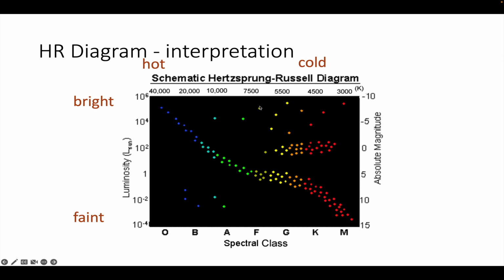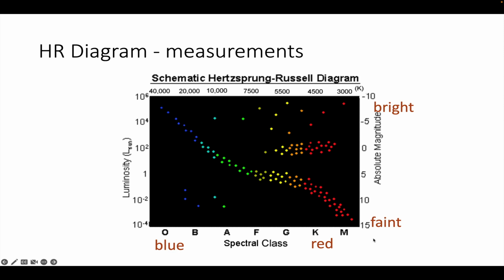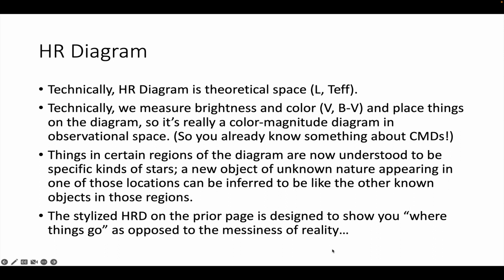Well, that's because at the end of the day, this is a color magnitude diagram, and we want bright objects at the top, hot objects on the left. Okay, so remember, we've got bright objects and faint objects, blue objects and red objects. So technically, an HR diagram is in theoretical space because it's luminosity and effective temperature. But what we're measuring is brightness and color. So when we place things on this diagram, it is really a color magnitude diagram.